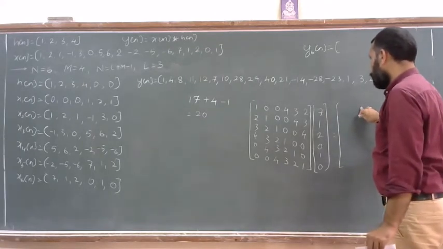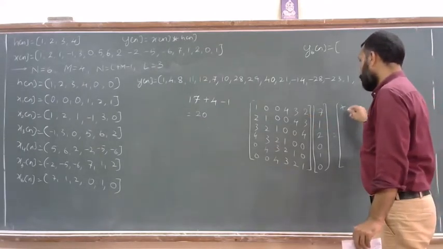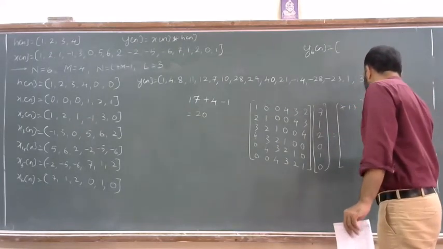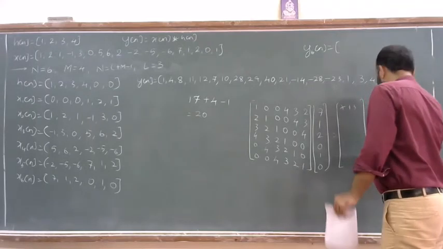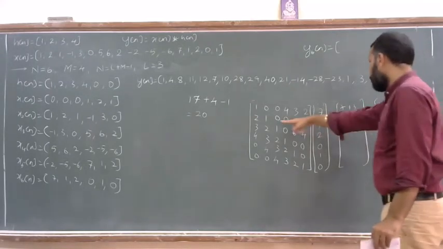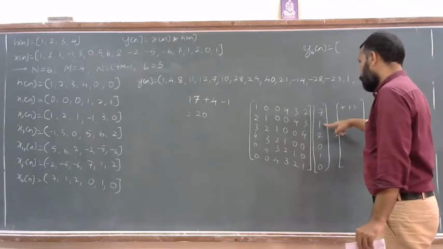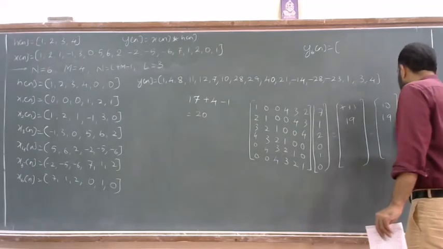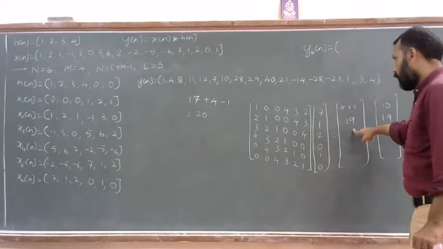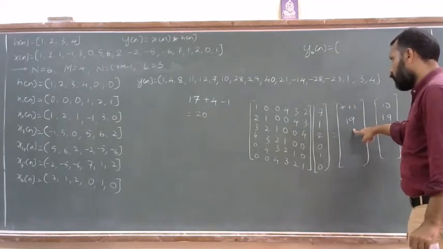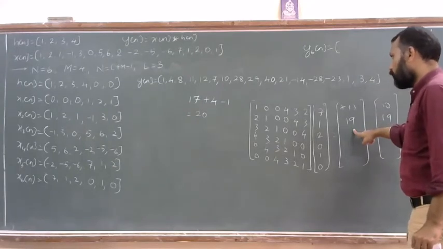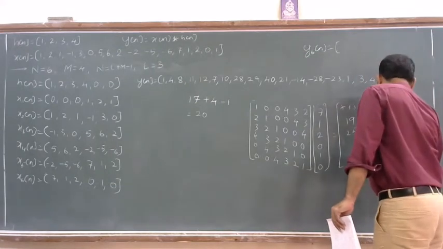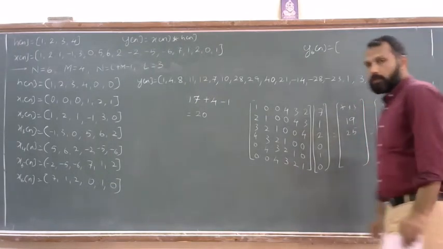The first sample will be 7. This will be 0, this will be 0, 0, 3. 7 plus 3 is 10. The next value will be 14 plus 1, 15. 15 plus 4, 19. The second sample will be 19. Next will be 21 plus 2, 23, plus 2, 25. The next sample will be 25. How is it?